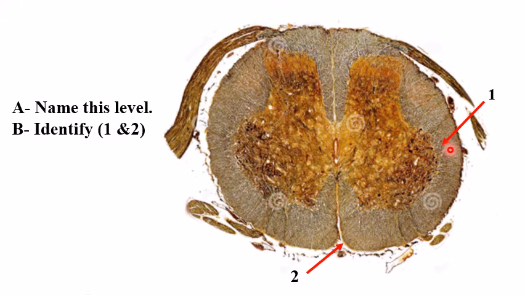Number 1 is what? It is the lateral column, the white matter between the posterior horn and anterior horn. Number 2 is what? It is the anterior median fissure.